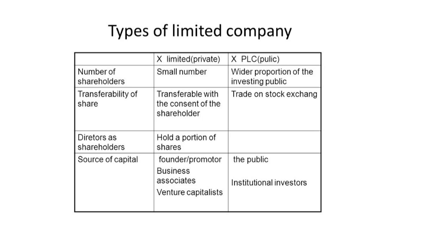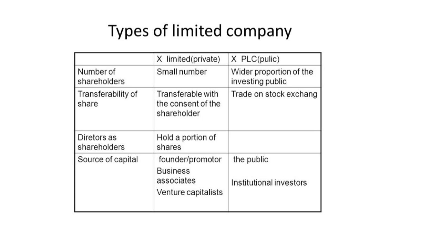B. Transferability of shares. Shares in public companies can be offered to the general public. In practice, this means that they can be traded on a stock exchange. Shares in private companies, on the other hand, are rarely transferable without the consent of the shareholders. C. Directors as shareholders. The directors of a private limited company are more likely to hold a substantial portion of the company's shares than the directors of a public company. D. Source of capital.